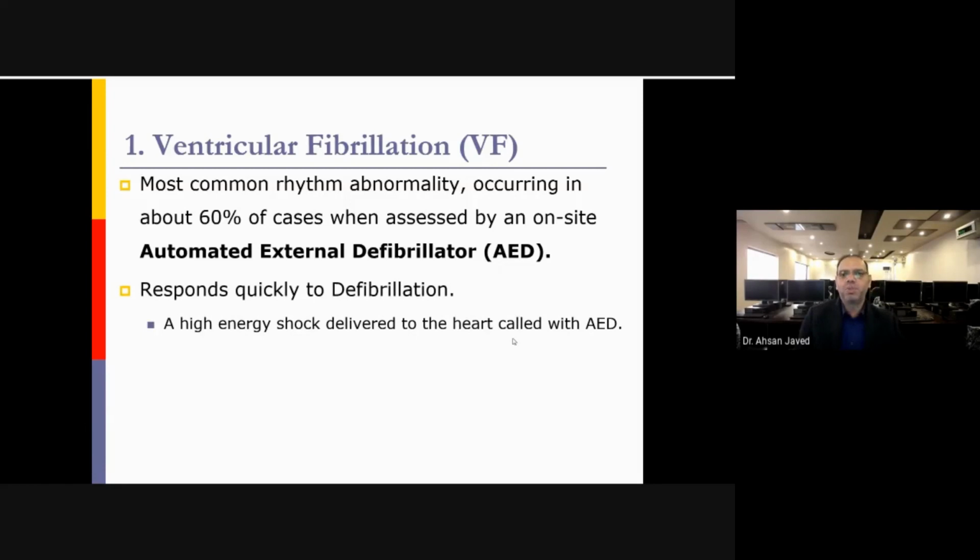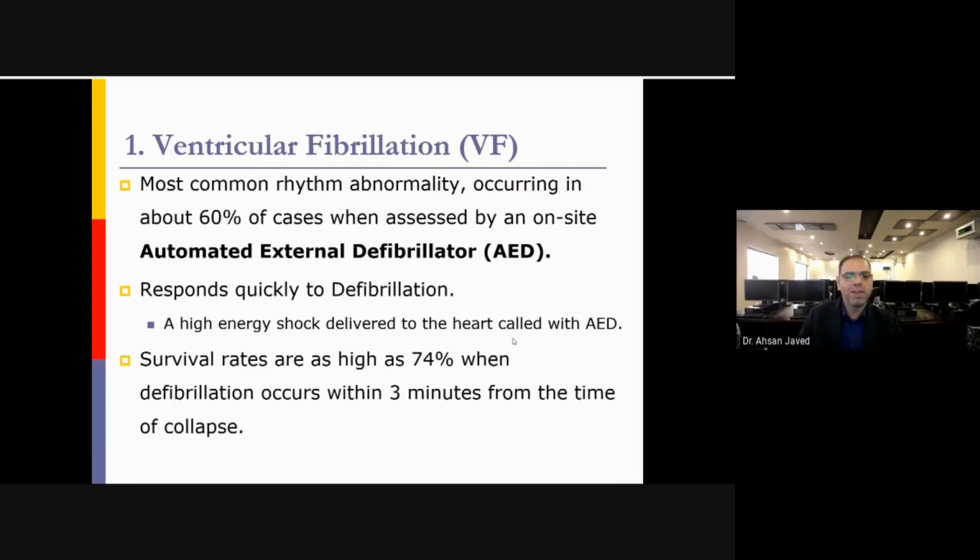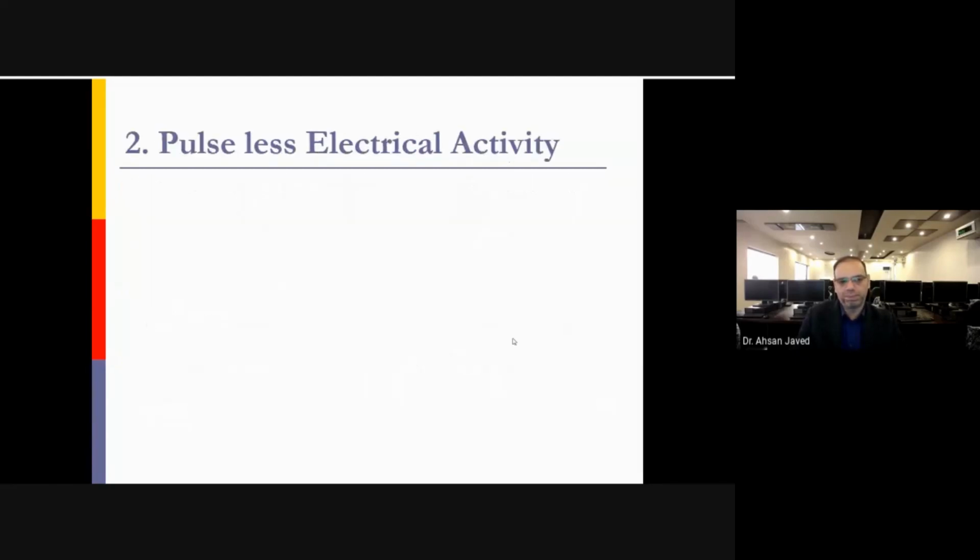These persons respond quickly to defibrillation. A high energy shock is delivered to the heart, and survival rates are as high as 74% when defibrillation occurs within 3 minutes of the time of collapse. So when the patient collapses, if within 3 minutes the automated external defibrillator is available and applied, it will identify whether the person needs the shock or not, will deliver the shock, and if the shock is delivered within the first few minutes, the life of that person can be saved.